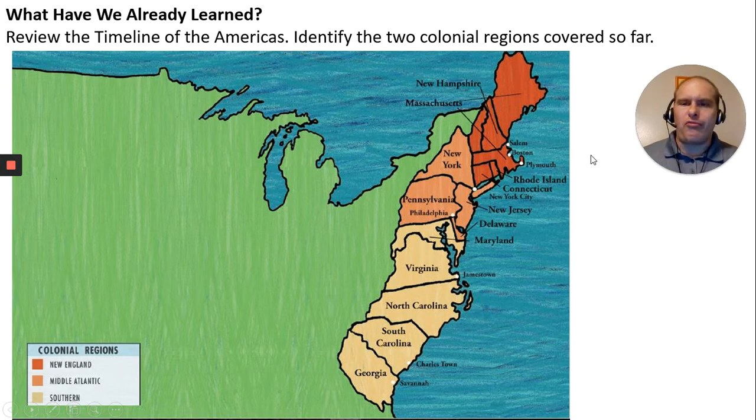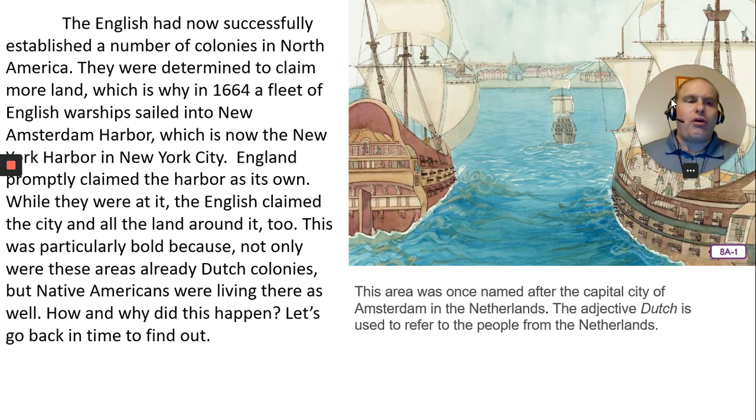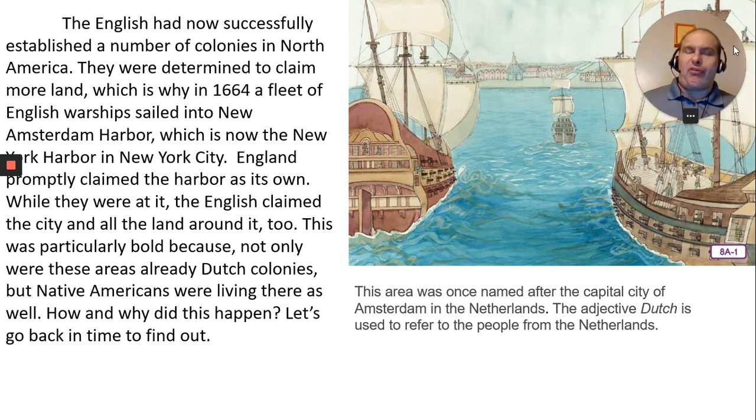Here is the timeline of colonies that we've talked about and some that we haven't. I'm going to be talking about New York and the Dutch today. The English have now successfully established a number of colonies in North America. They were determined to claim more land, which is why in 1664, a fleet of English warships settled into New Amsterdam Harbor, which is now the New York Harbor in New York City. England promptly claimed the harbor as its own.